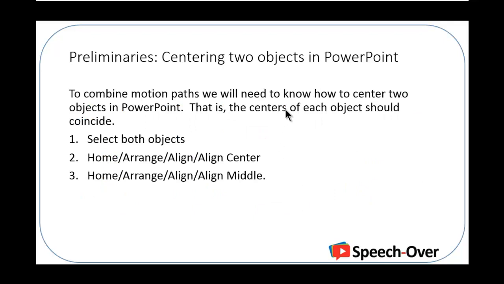Before continuing, we have to learn a few PowerPoint tricks. Centering two objects in PowerPoint. To combine the motion paths, we have to know how to center two objects, so that the centers of each object coincide. See some examples of this soon. Select both objects, and then do Home, Arrange, Align, Align Center, then Home, Arrange, Align, Align Middle.